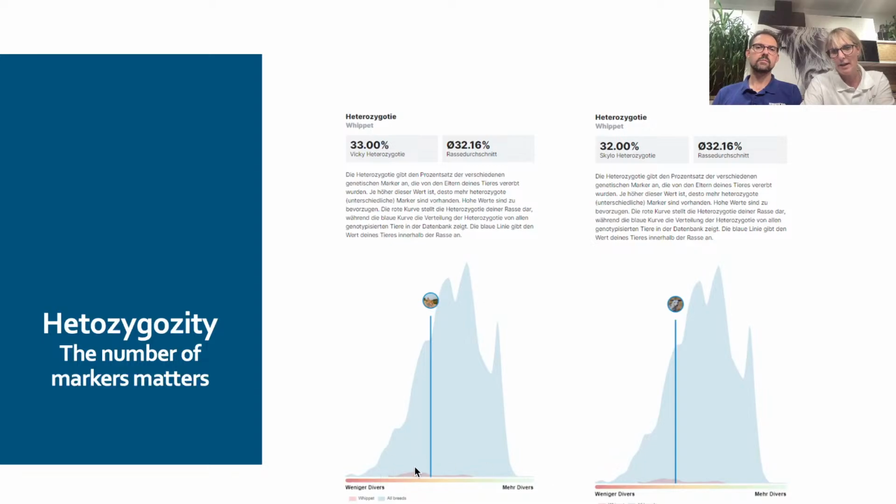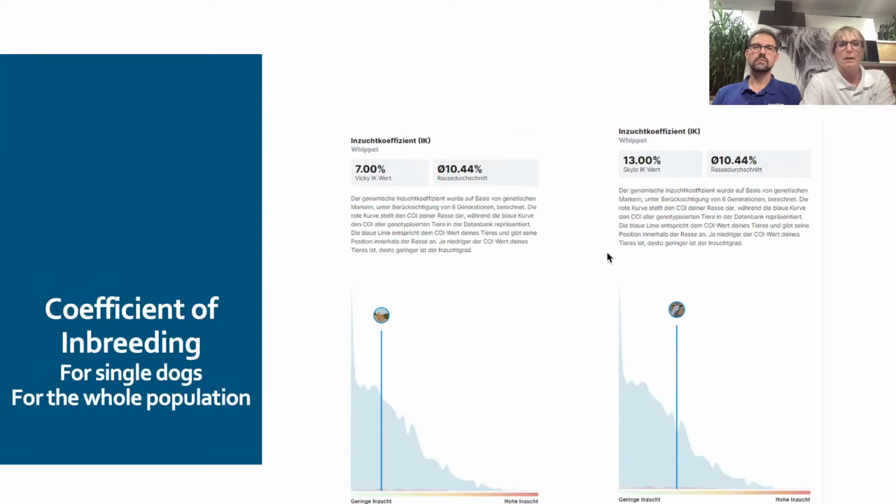And here in red, so there are a smaller number of dogs for this breed, the heterozygosity values of the special breed is shown additionally. And this is just a second example. We have something comparable also for the coefficient of inbreeding. So this will also be calculated for every dog compared to all dogs in the database, but also compared to all dogs of the same breed.